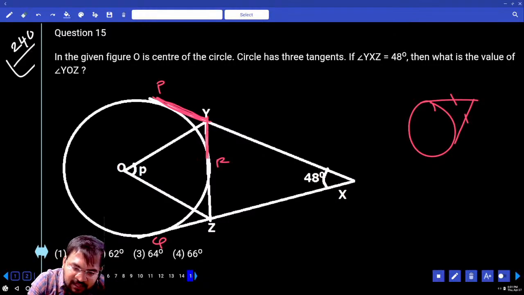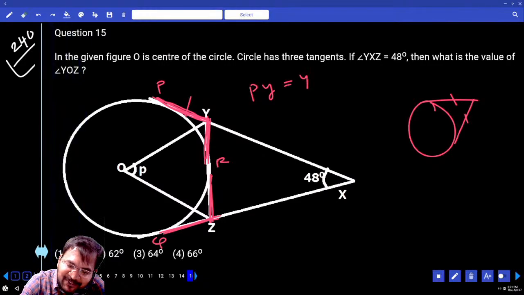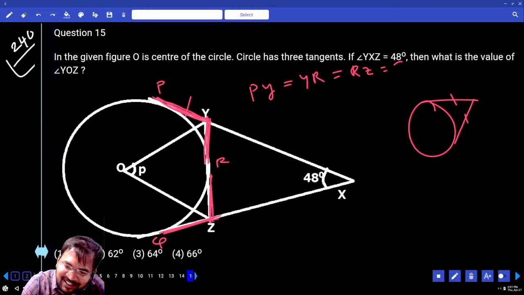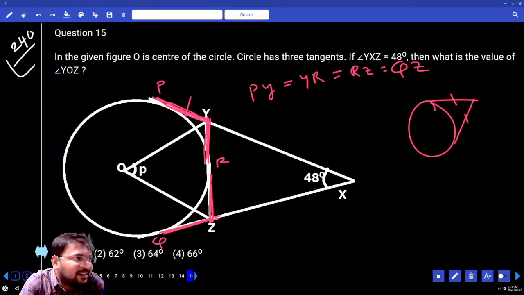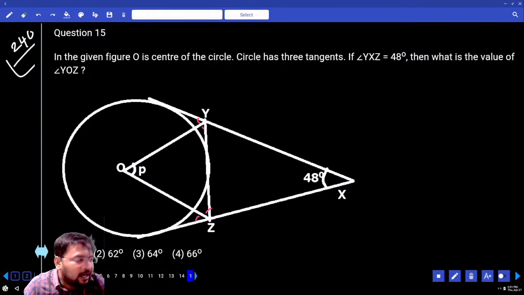RY is also a tangent. RZ is also a tangent now. QZ is also a tangent now. Therefore these lengths are equal. PY is equal to YR is equal to RZ is equal to QZ. Are you clear? All are equal. So we know very well, in one circle when these two sides are equal, then these angles are equal. All of it clear?